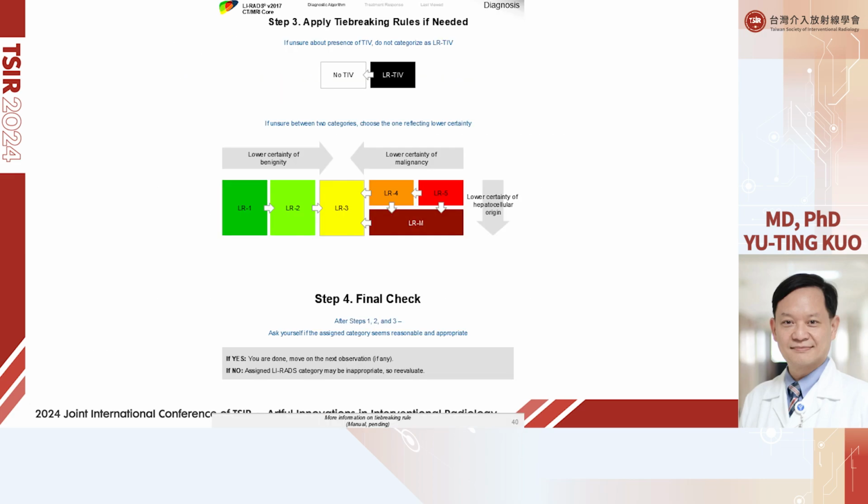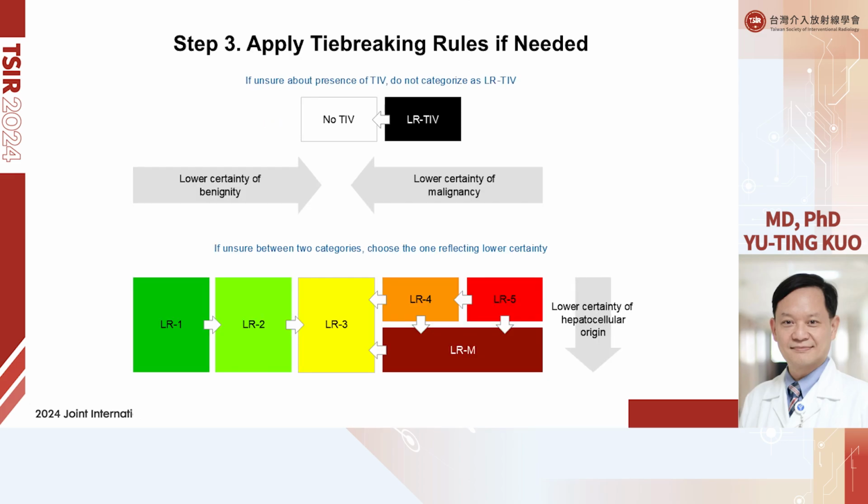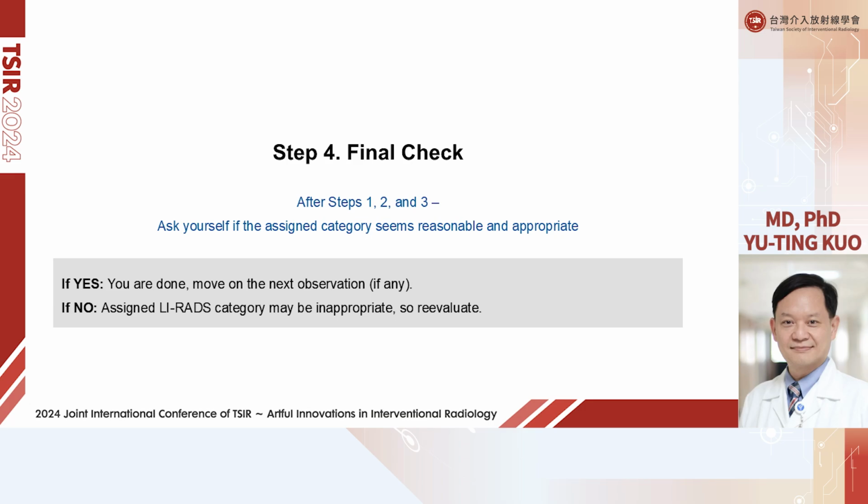There are also particular tie-breaking rules in the LIRAD system. If you are not certain about the observation, you can downgrade to uncertainty. This is the definitely benign for LIRAD-1. If you are not certain about the benign feature, you can downgrade to LIRAD-2. And also, you can downgrade from LIRAD-5 to LIRAD-4 or LIRAD-4 to LIRAD-3 as well. And this is the tie-breaking rule: if unsure about the presence of TIV, for example, do not categorize as LIRAD-TIV. You can categorize as non-TIV. So you do a final check on your category, and then you put your diagnosis.